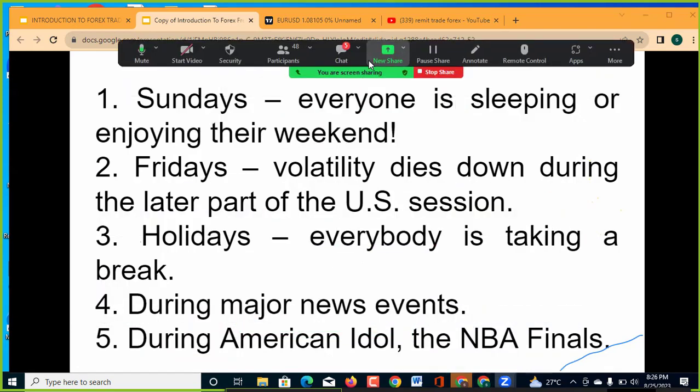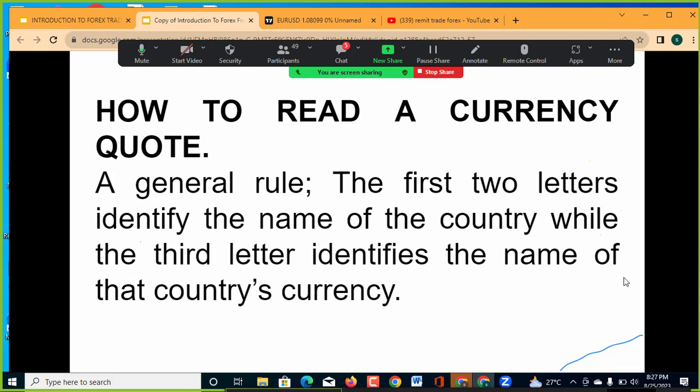And then the last one here is during American Idols and NBA final, that is the National Football Association. During this period, most Americans and most people watch these events, so they tend to be very busy enjoying themselves. So it's not the right time to trade as well. So these are the wrong times that you will trade the Forex market, and you don't need to trade this time because you will not see volatility in the market.